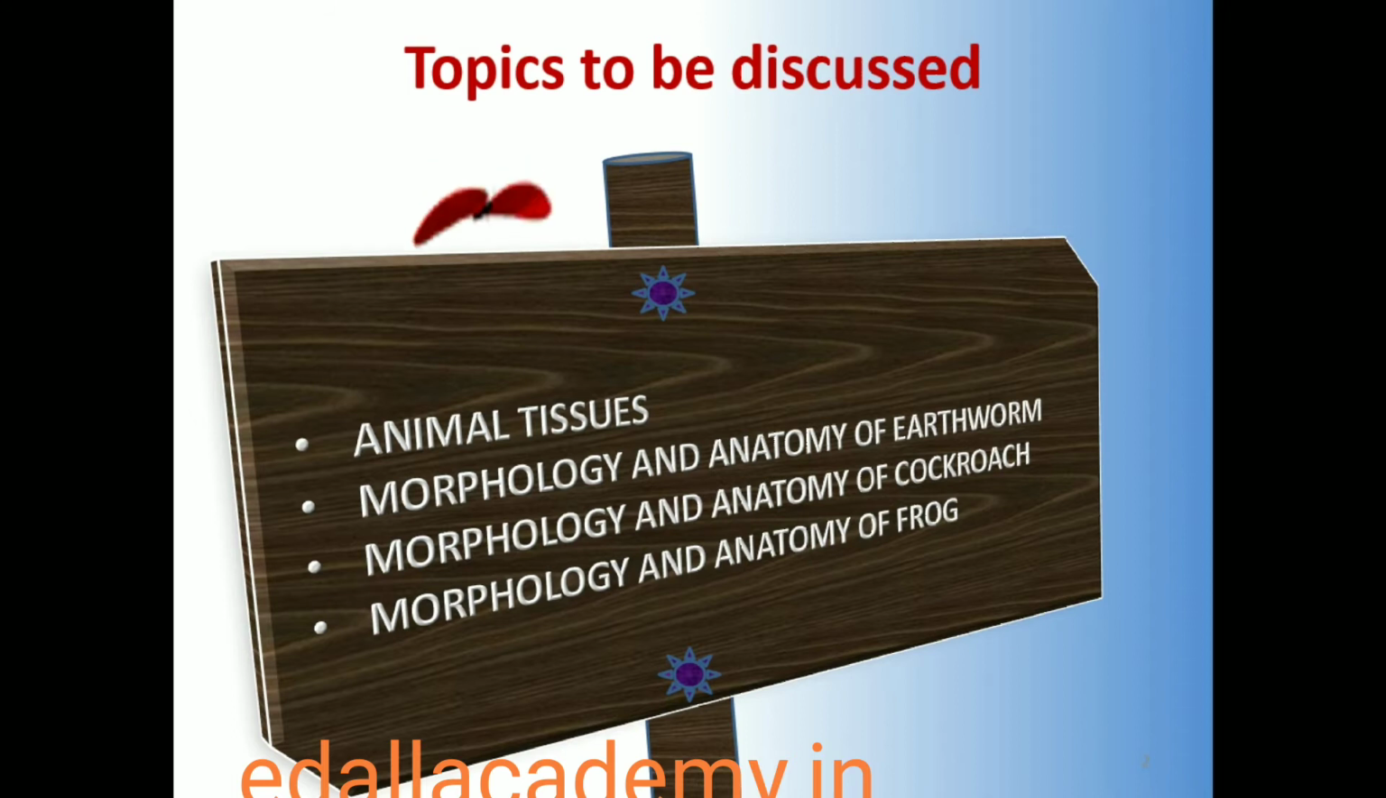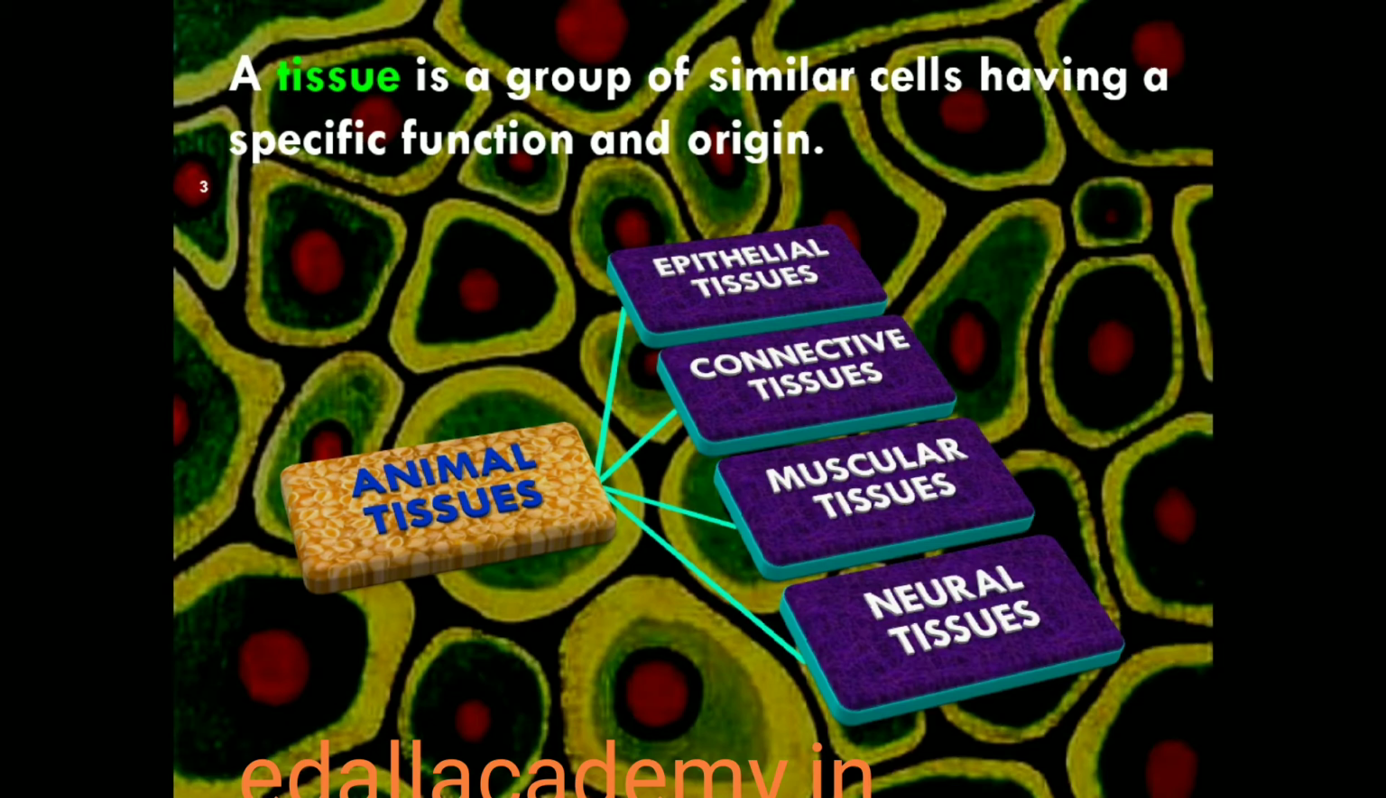7.1 Animal tissues. The structure of the cells vary according to their function. Therefore, the tissues are different and are broadly classified into 4 types: 1. Epithelial, 2. Connective, 3. Muscular and 4. Neural.